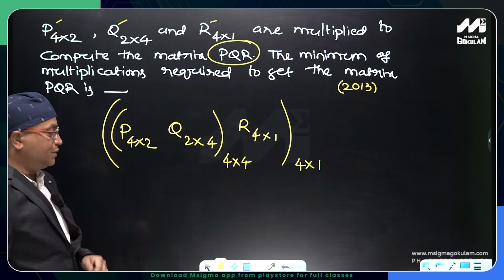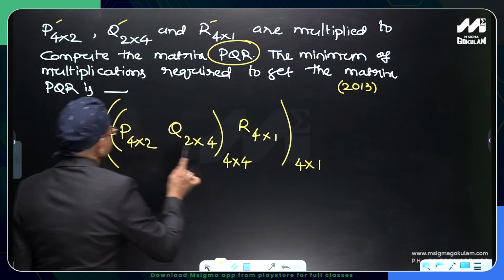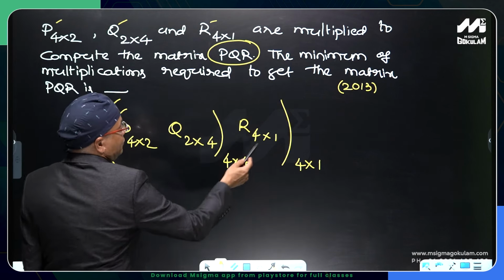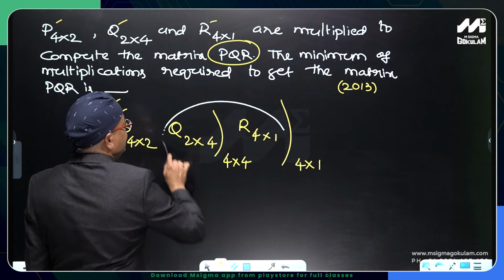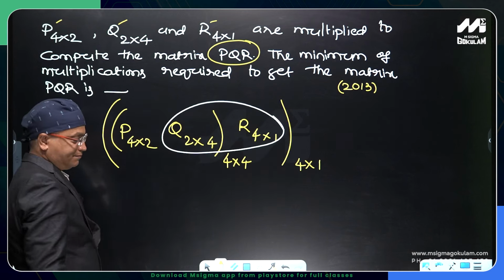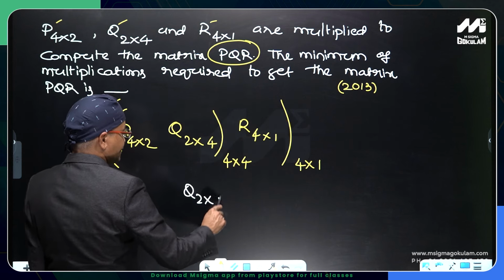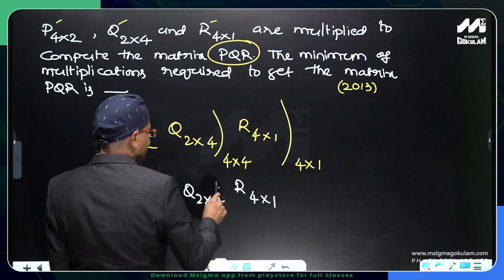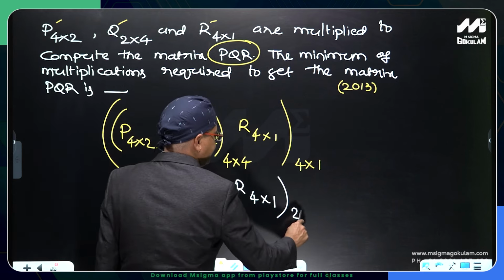Now, we will get a doubt. Sir, why are you multiplying like this? P into Q first. Why don't we multiply Q into R first? That is also correct. 2 by 4 into 4 by 1. These two also you can multiply first. Suppose if you do like that, what happens, you see? Q is 2 by 4, R is 4 by 1. If you multiply 2 by 4 into 4 by 1, it is a 2 by 1 matrix.